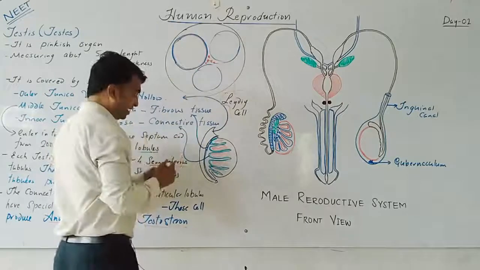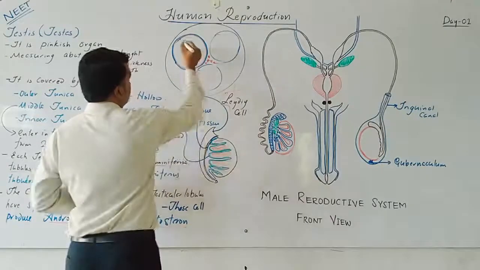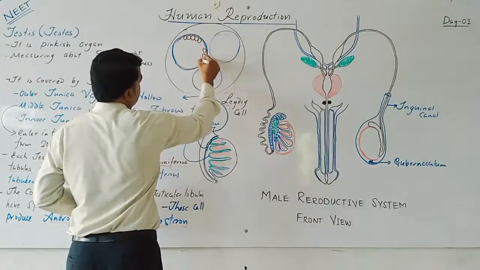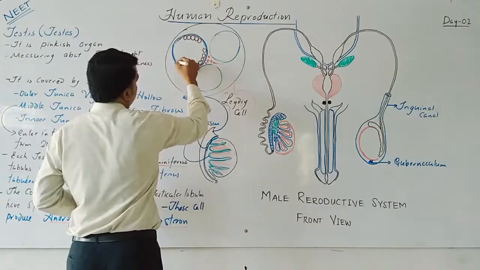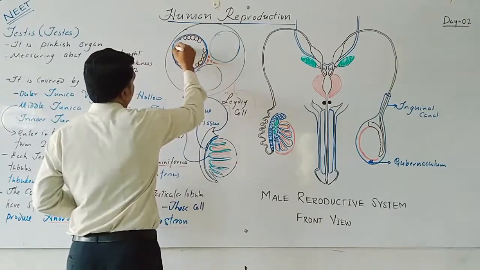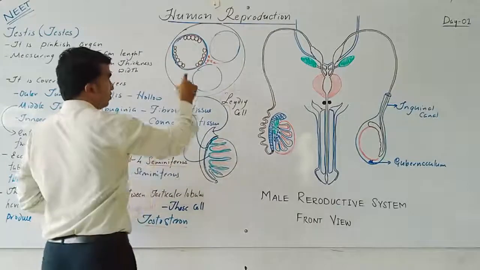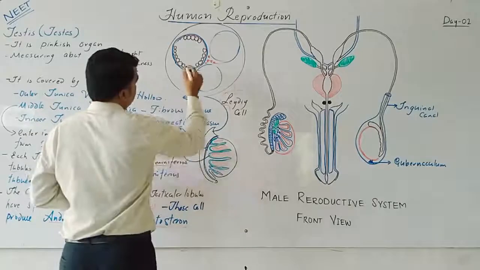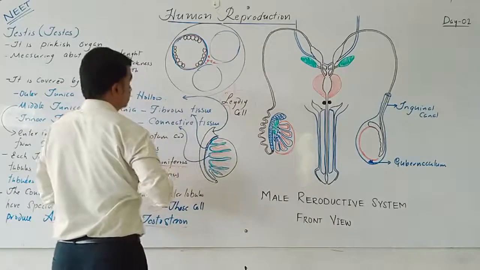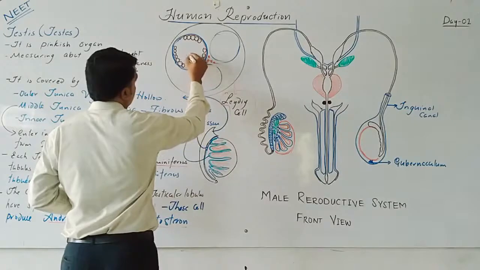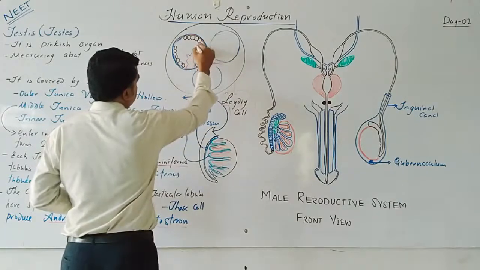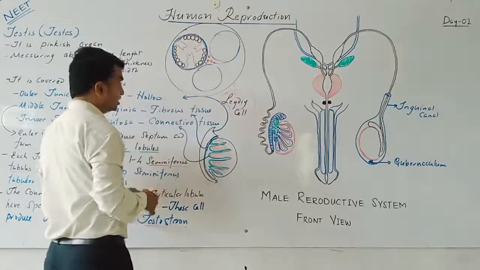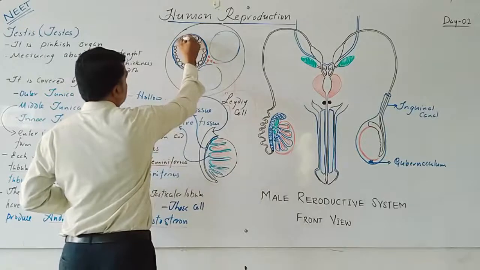Inside is the germinal epithelium. This germinal epithelium is made up of some special cells. In that, two types of cells are there. So this is a germinal epithelium. In that, these black color cells are called the primary germ cells, and in between them, some elongated cells are present. These cells are called the Sertoli cells, or the sustentacular cells, or the nurse cells.